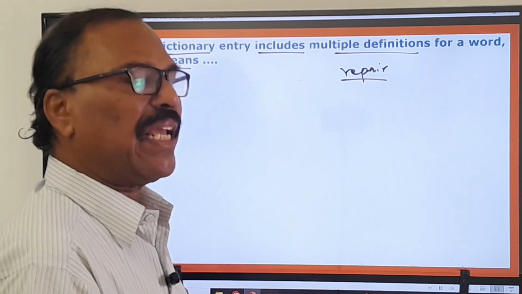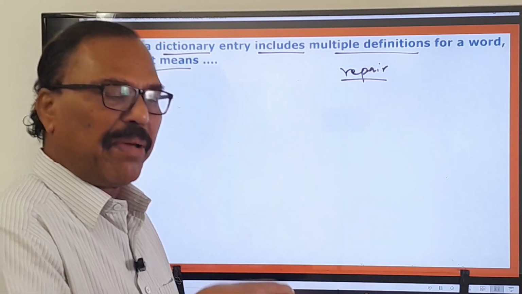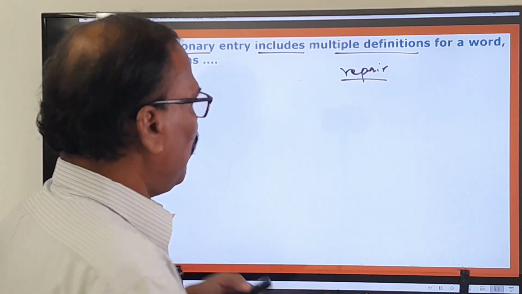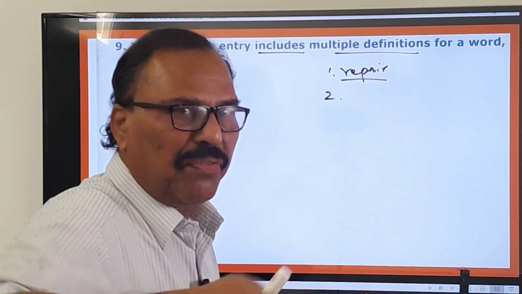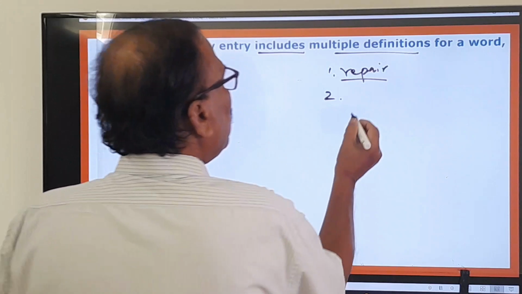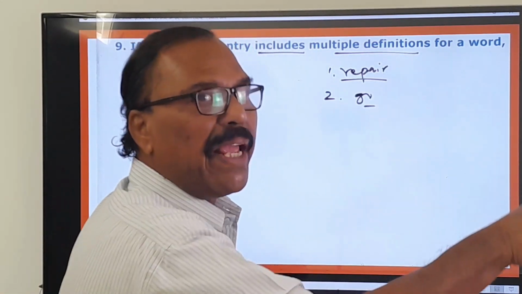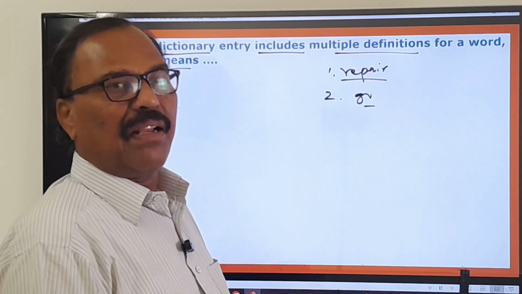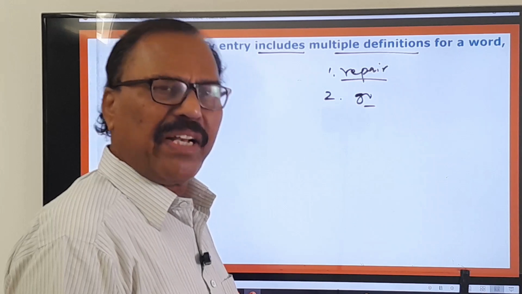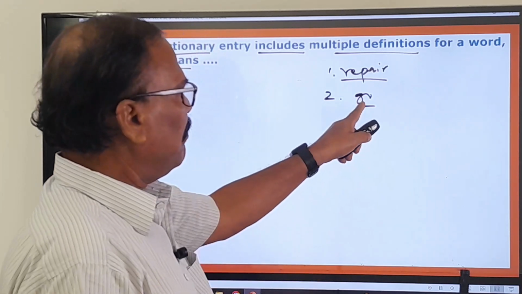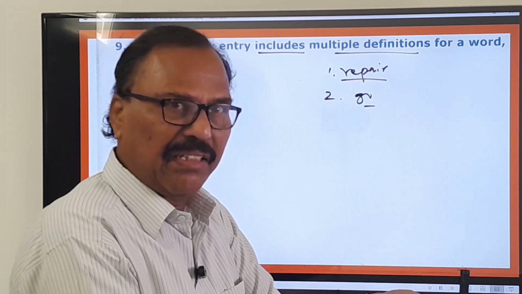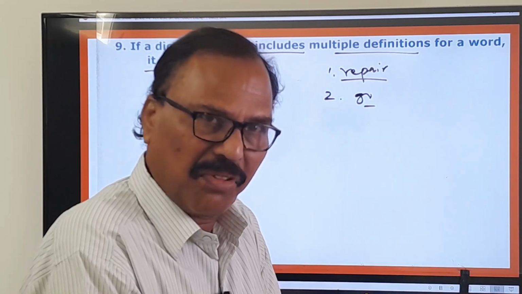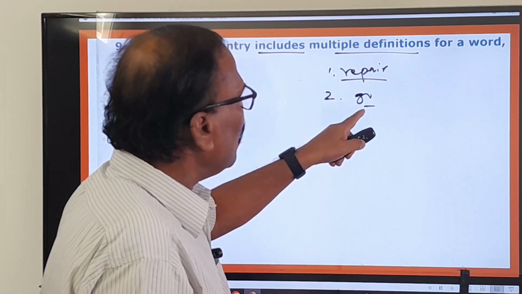Bagu cheyadam, repair, cycle repair center. The mechanics will repair the machine. Repair has another meaning in the dictionary, 1, 2, 3, 4 like that. Many meanings are given. Repair means to go. He repaired to London. Atanu London ku repair chesarante, repair means he went. Repair has one meaning, to mend it or to correct it. Or another meaning is to go.